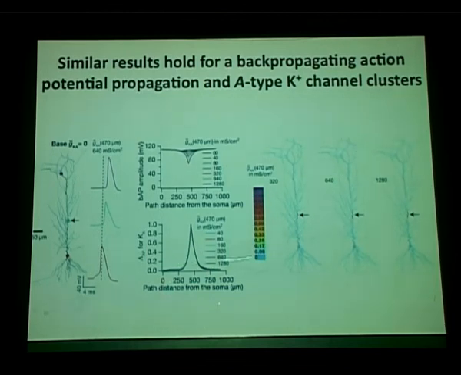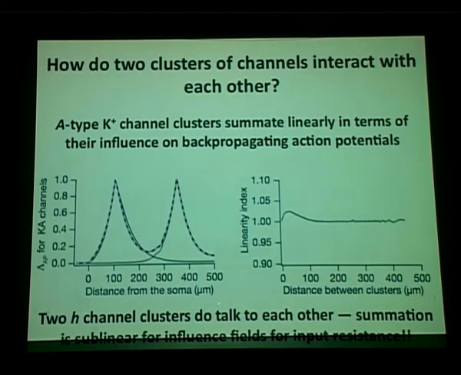This is just showing the same thing, where you have an invariance to the conductance density that you see over here. Right? So the real question is not how much the influence is. The question is, how do these influences from different ion channel clusters interact with each other in coming up with that final functional map that you saw?